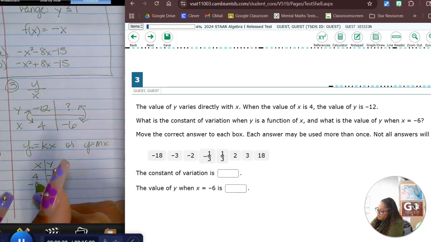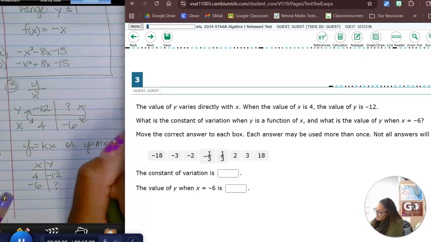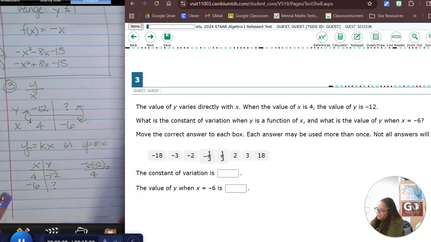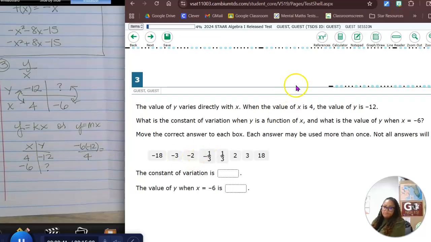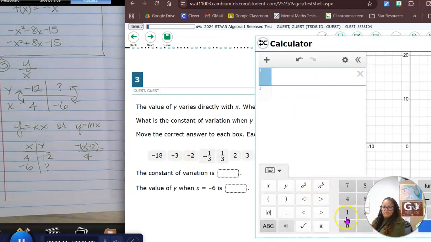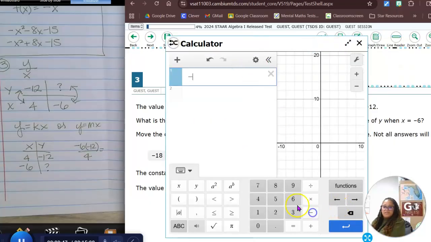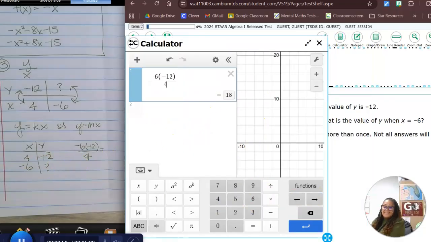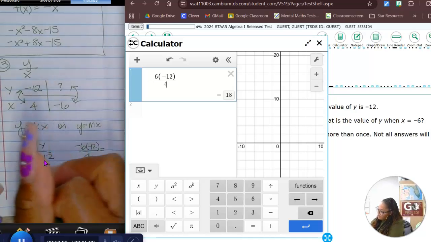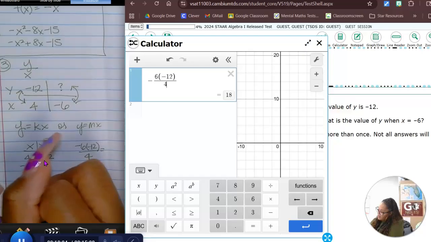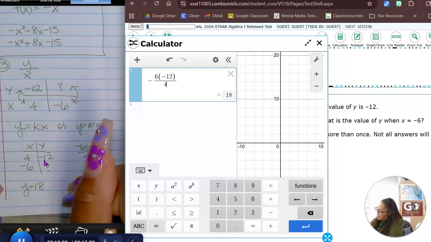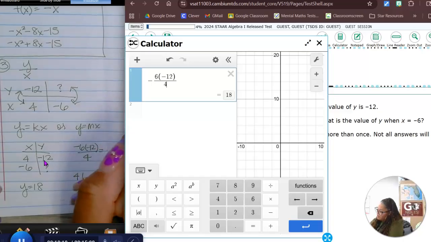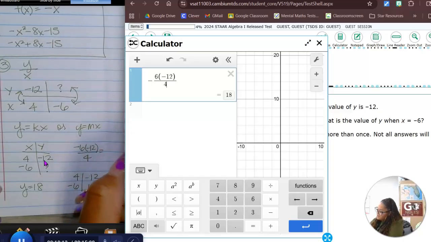So I like to multiply and divide. -6 times -12, all divided by 4. This is a skill that we should have learned in, I believe, 6th grade. So let's calculate. -6 times -12, all divided by 4. 18 is going to be my missing value. So y is 18. And then how do I get from 4, -12, and -6 to 18?